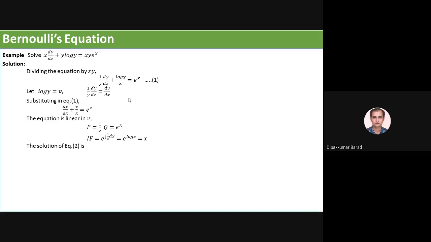And the general solution now. Integrating factor into v. So x into v is equal to integrating factor into q dx plus c. So x into e raised to x, and again integration of x into e raised to x is x e raised to x minus e raised to x, and instead of v we can put log y. So x log y is equal to e raised to x into x minus 1 plus c.